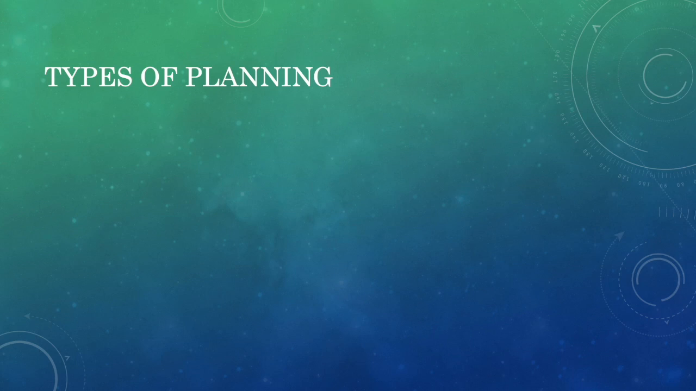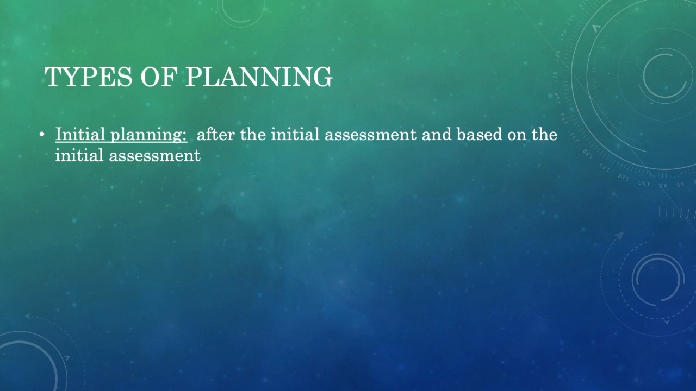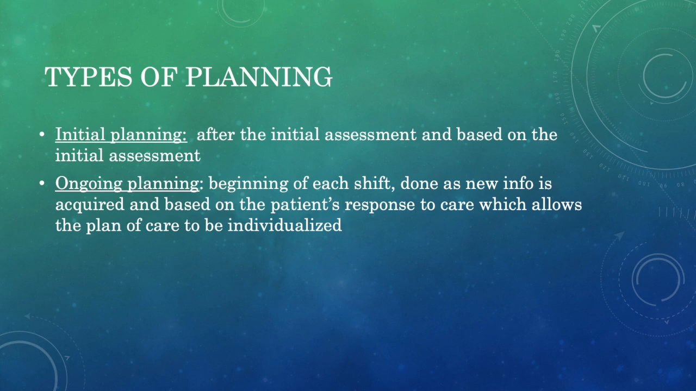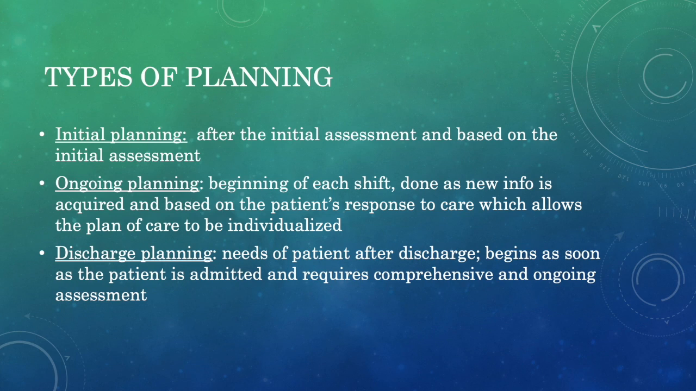There are different types of planning. The first is initial planning, which is done after the initial assessment and based on the initial assessment. Next is ongoing planning, which is done at the beginning of each shift and is done as new info is acquired and based on the patient's response to care, which allows the plan of care to be individualized. And lastly is discharge planning, and this is based on the needs of the patient after discharge, and it begins as soon as the patient is admitted and requires comprehensive and ongoing assessment.